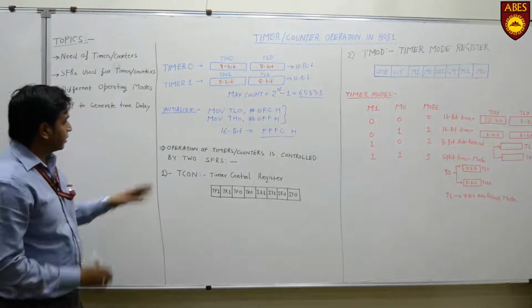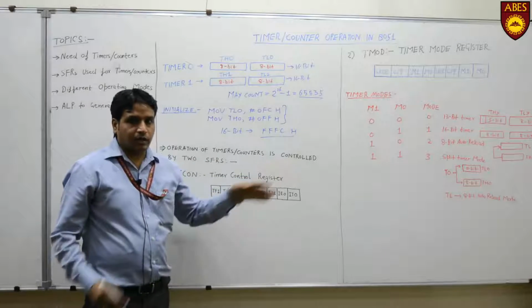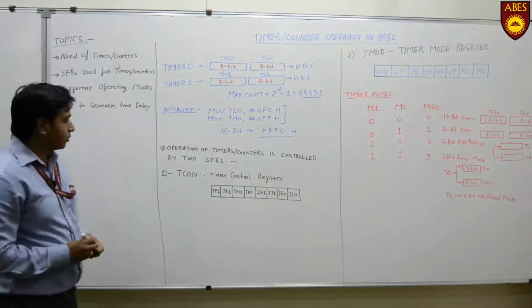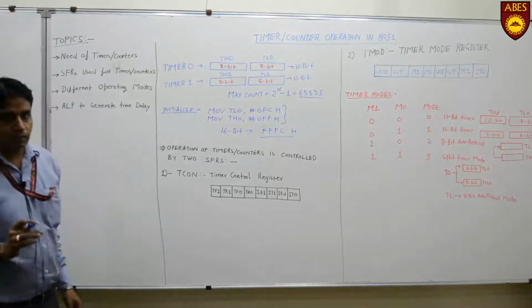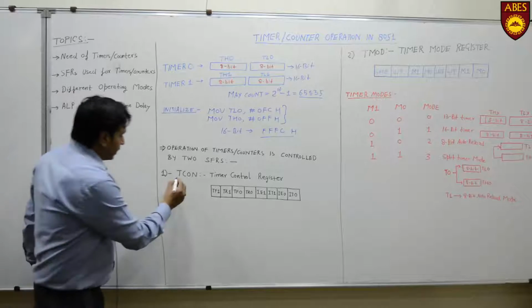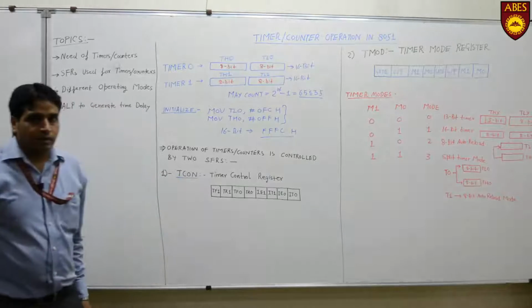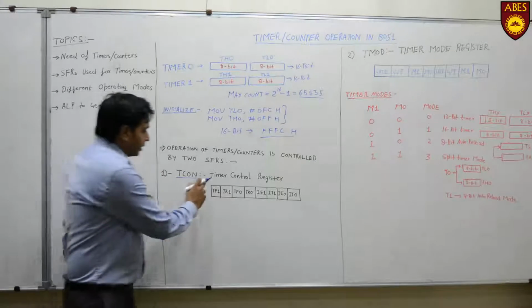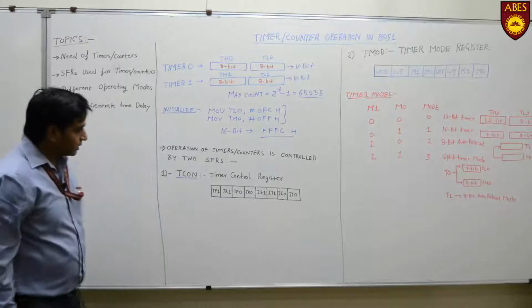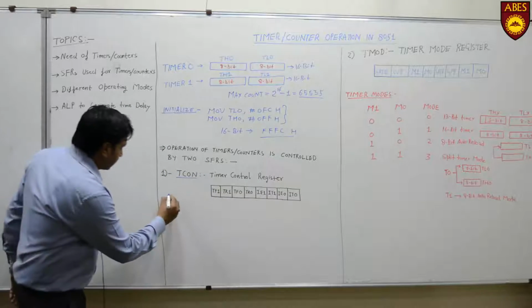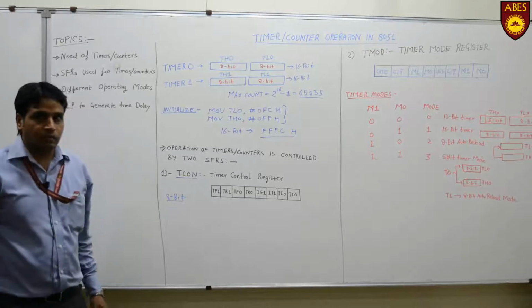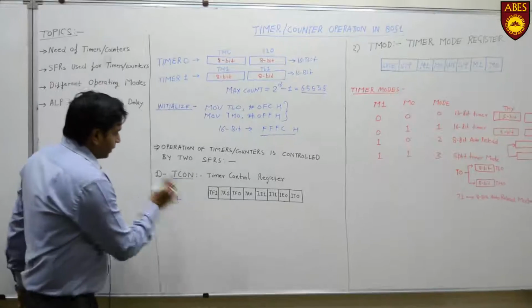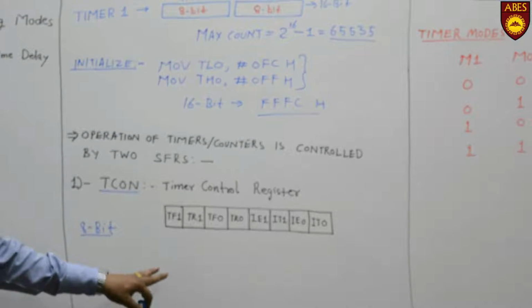Next we will see the operation of these timers, how we can control the operation of these timers and counters. For controlling the operation of these timers, we have two special function registers. The first one is called the TCON register. The TCON stands for the timer control register, and we can see in this picture, this is an 8-bit register. The size of this register is 8 bits. And one important thing is this register is bit addressable.